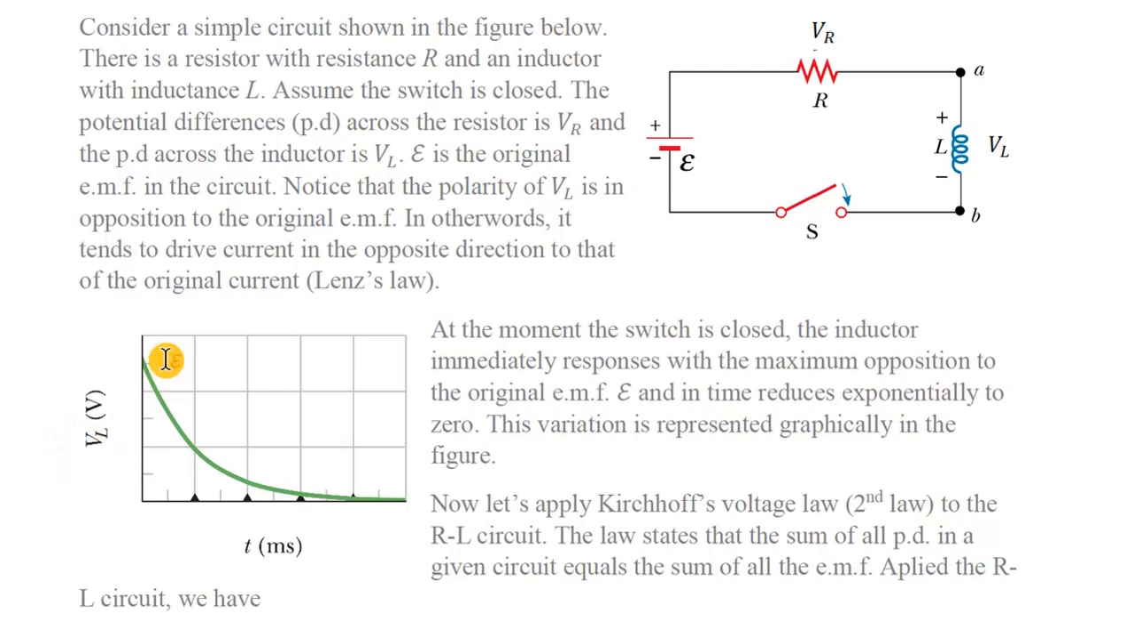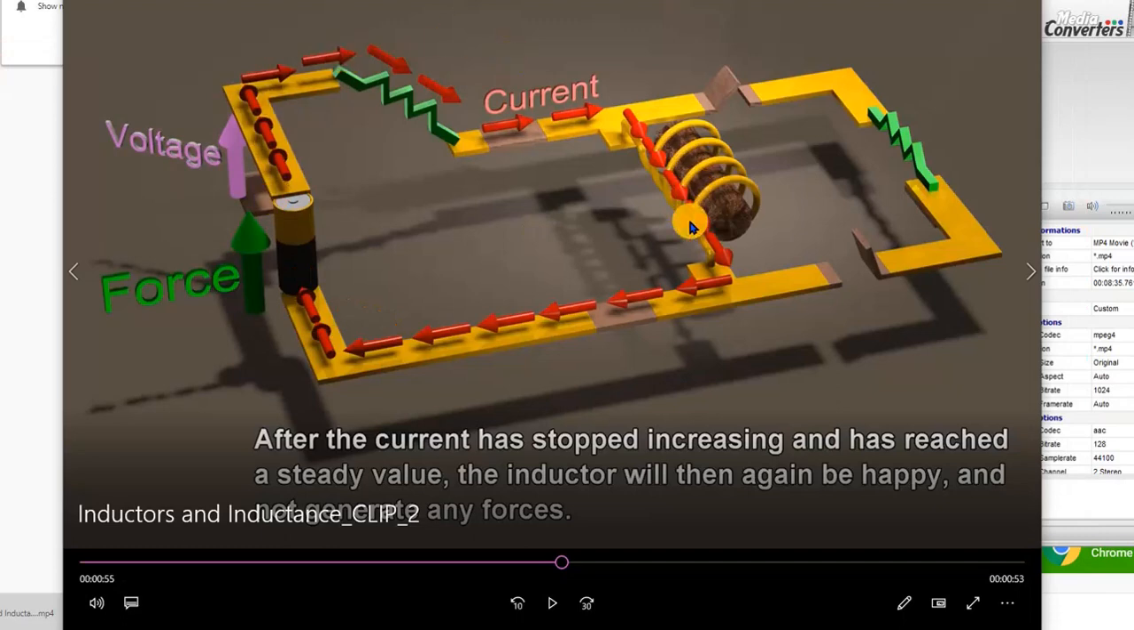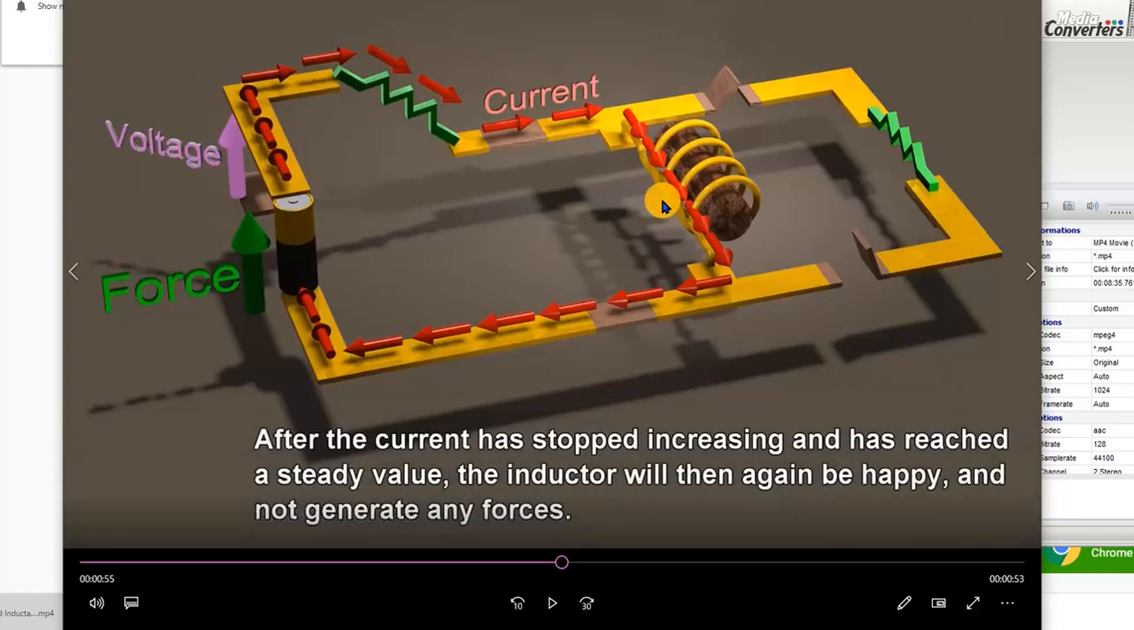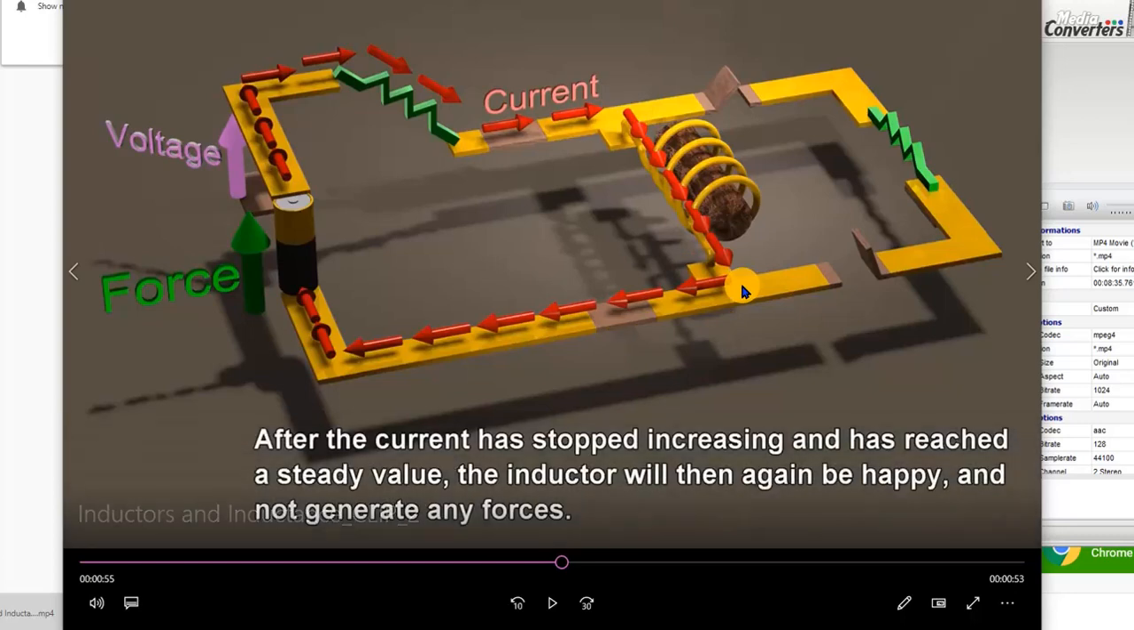As the voltage across the inductor decreases, the current also grows. The current gradually grows to the maximum. Let's see what happens when we suddenly open the key here. After a long time, when the current is steady and flowing at a constant value, the inductor relaxes. It is happy with this state and doesn't want to oppose anything at all. It will act like a straight wire that is not offering any resistance to the current.